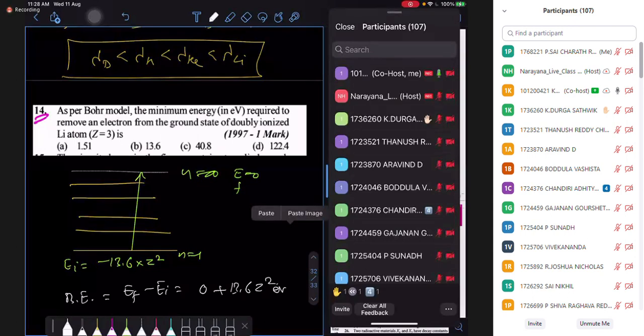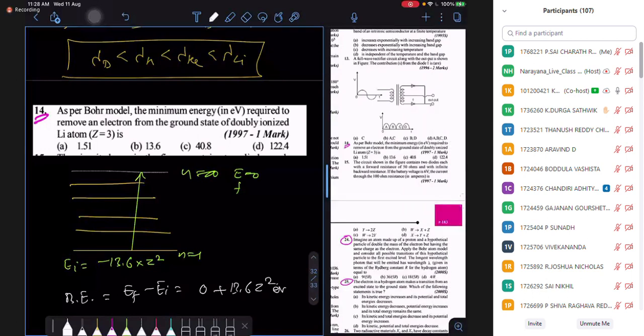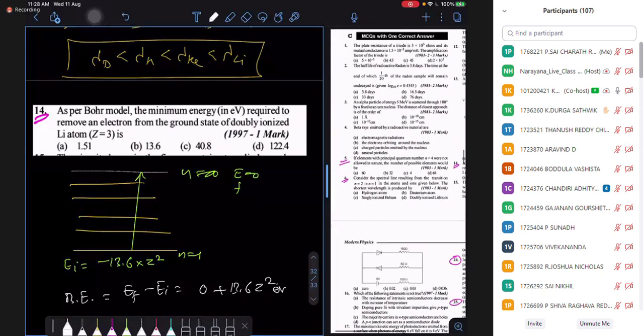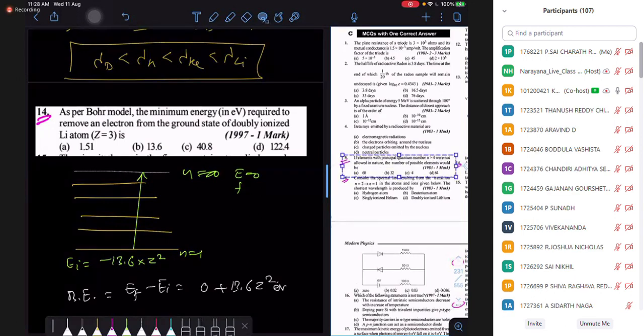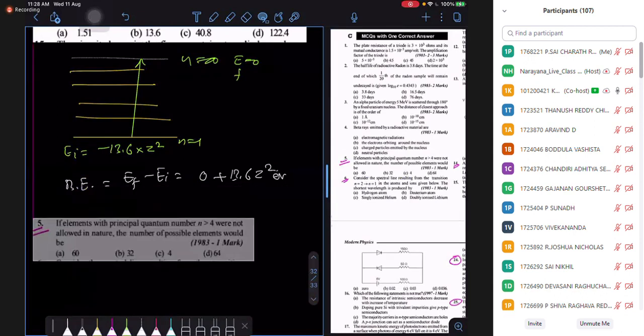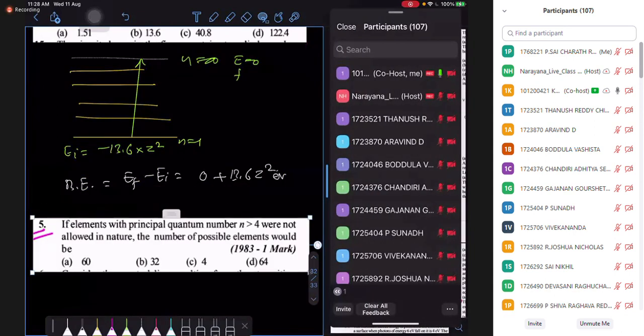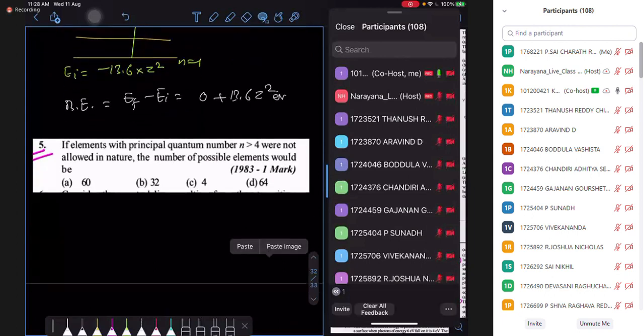So the answer here is 13.6 times Z squared. Z is 3, you can calculate here for Z equal to 3, right? So question number 5 is quite different, and this is basically not related to physics. It requires chemistry concepts. But as this topic is quite common with chemistry and physics, maybe IIT has asked this.